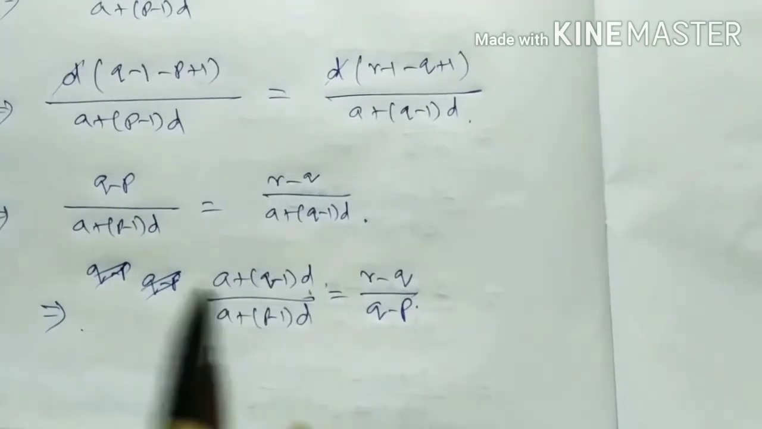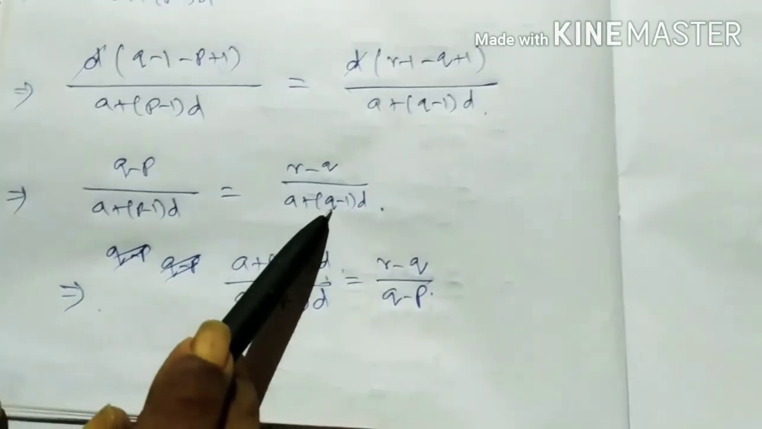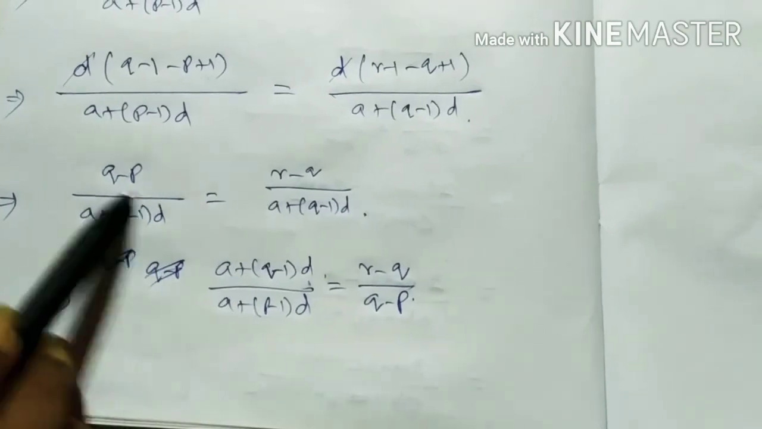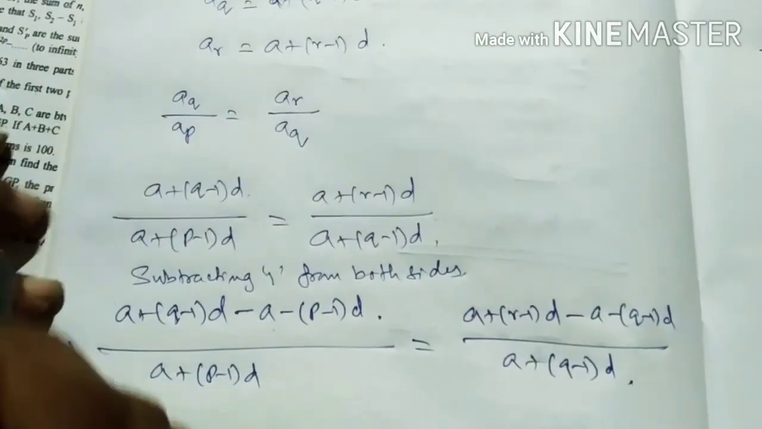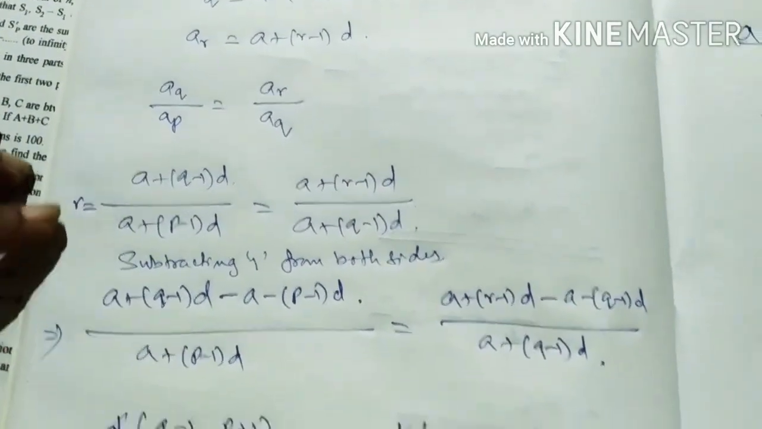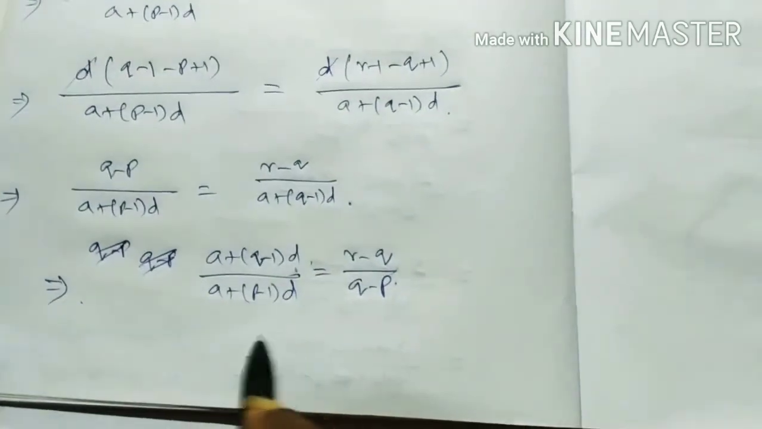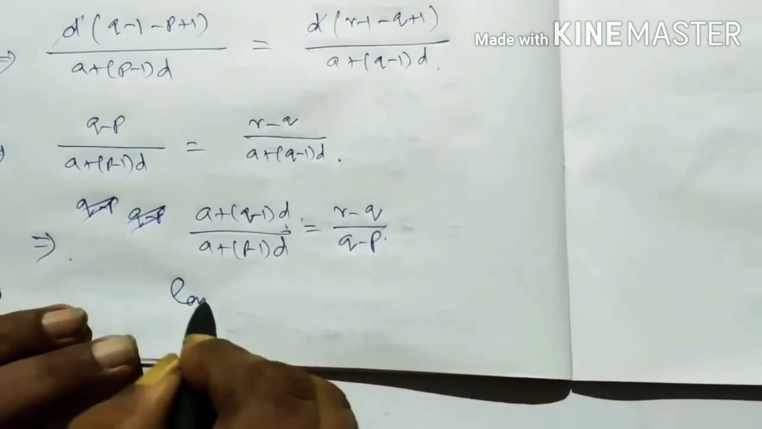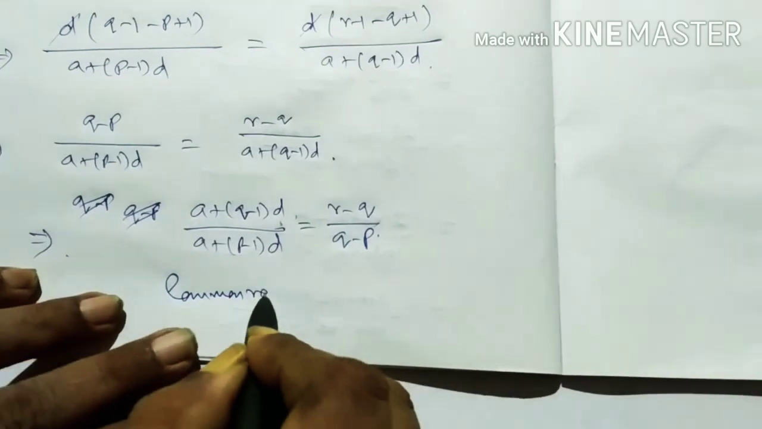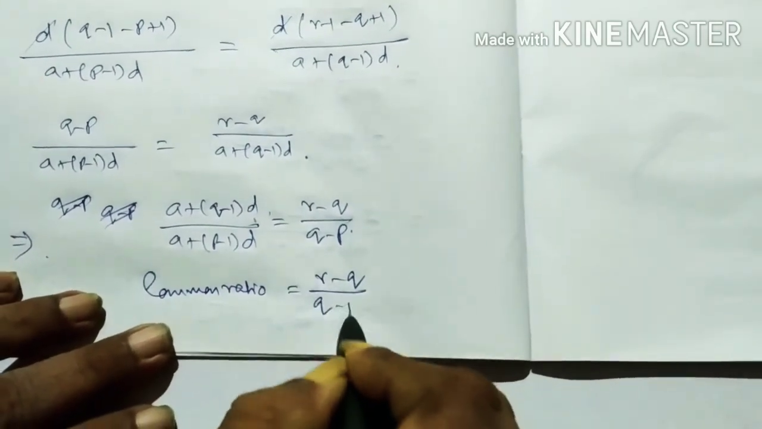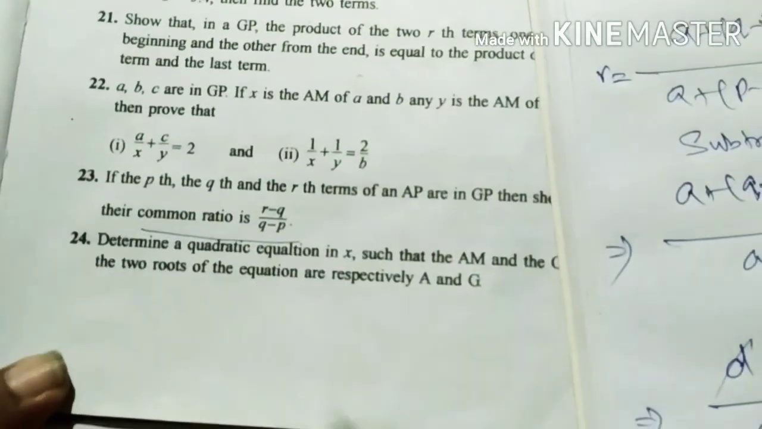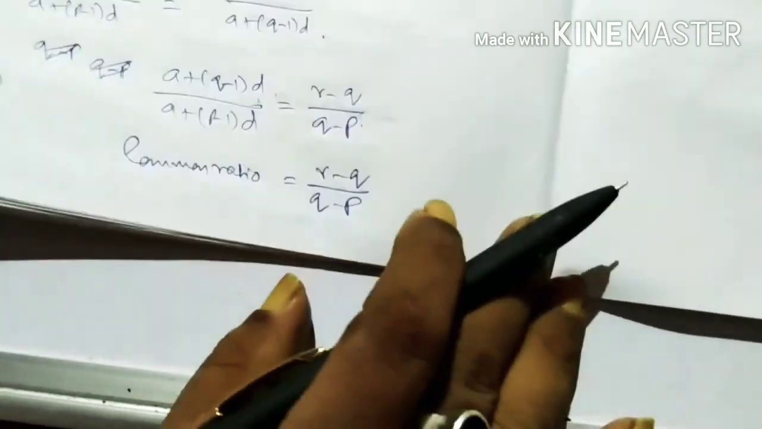Now what I am going to do is bring this to the numerator and this to the denominator. And this is the common ratio. So your common ratio is equal to R minus Q by Q minus P. This we had to prove. See, in the book, the common ratio is this. So this is over.